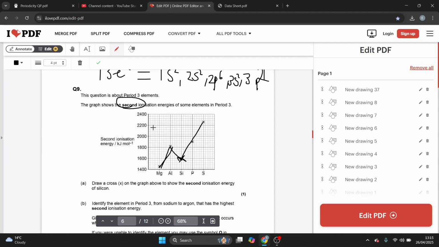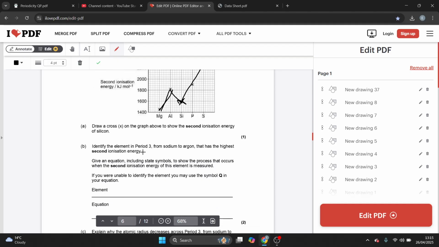Should you learn these graphs? There are only two they could assess you on: the period 3 and the group 2 and group 7, right? Oh, sorry, yeah, period 3. So just have a quick look at it. If you can memorize them, perfect. If you can't, that's fine.